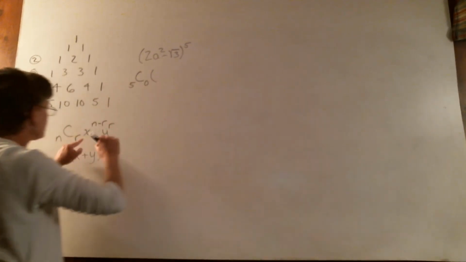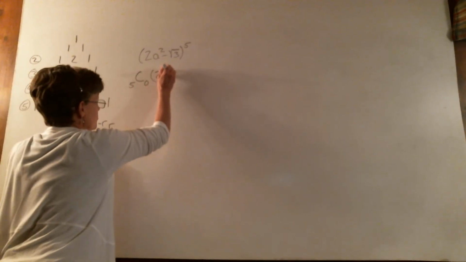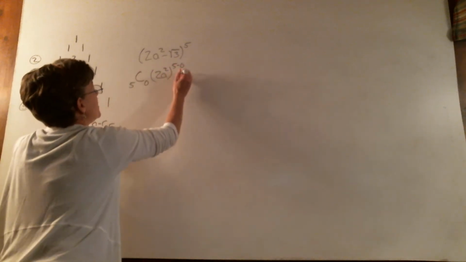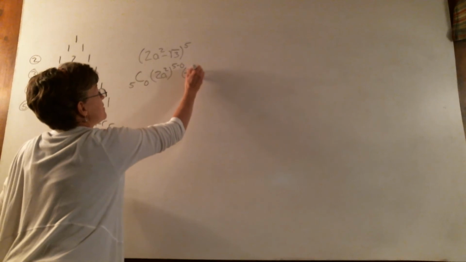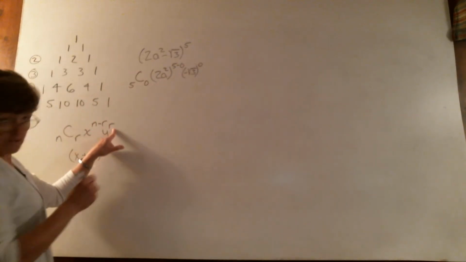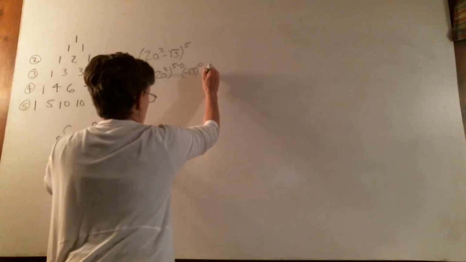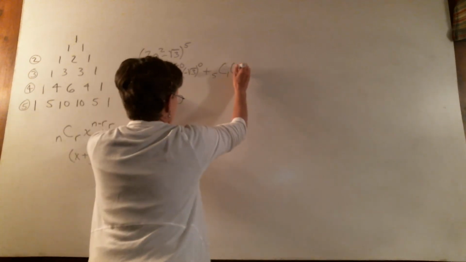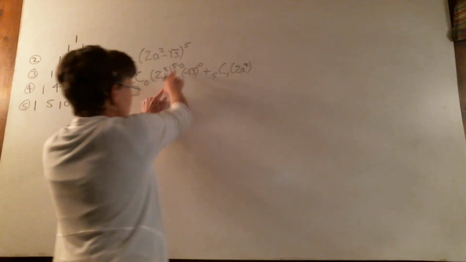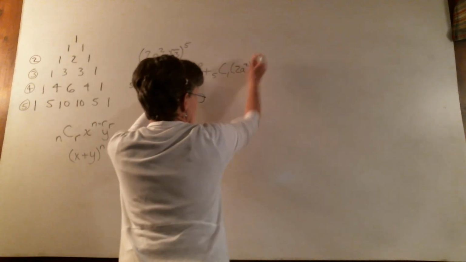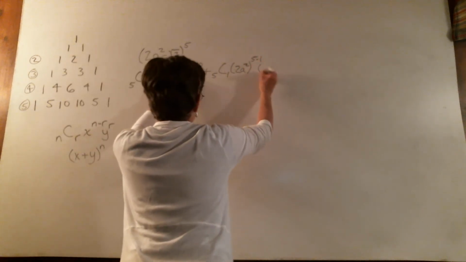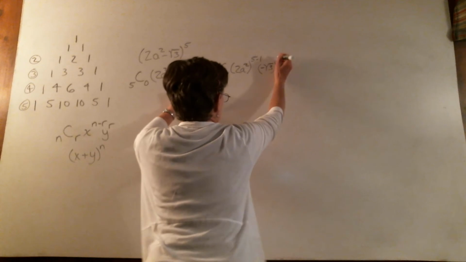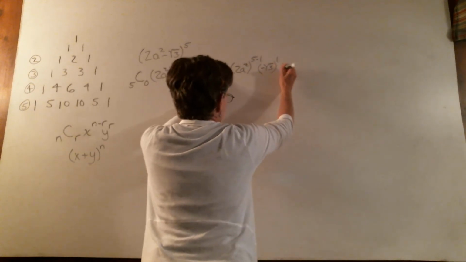And then x is 2a squared, so I've got 2a squared to the 5 minus 0. And then my y is negative square root of 3, and it's to the r power, and so that's 0. All right. My second term is 5C1, and my x is 2a squared. And then n minus r this time is 5 minus 1. And then my y is negative square root of 3. Remember, the negative sign goes in the parentheses with the square root of 3. And r is 1.